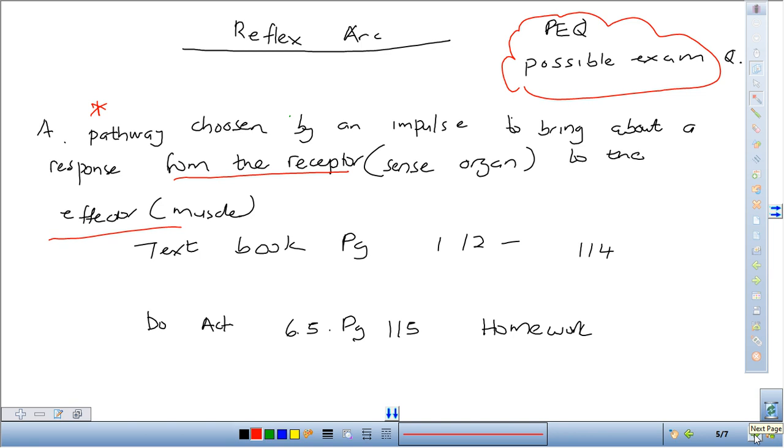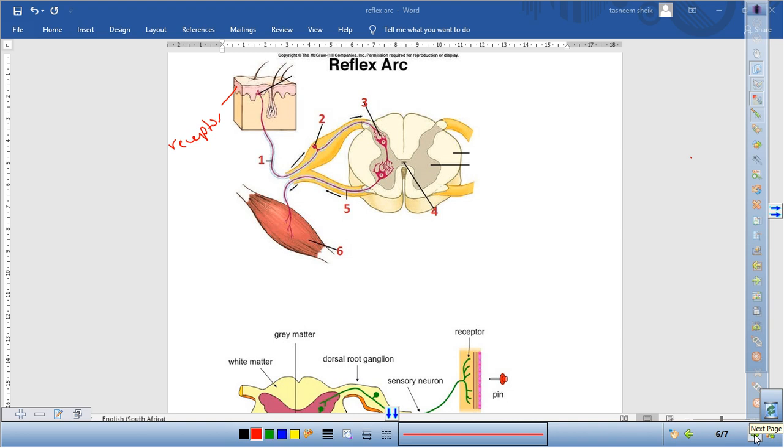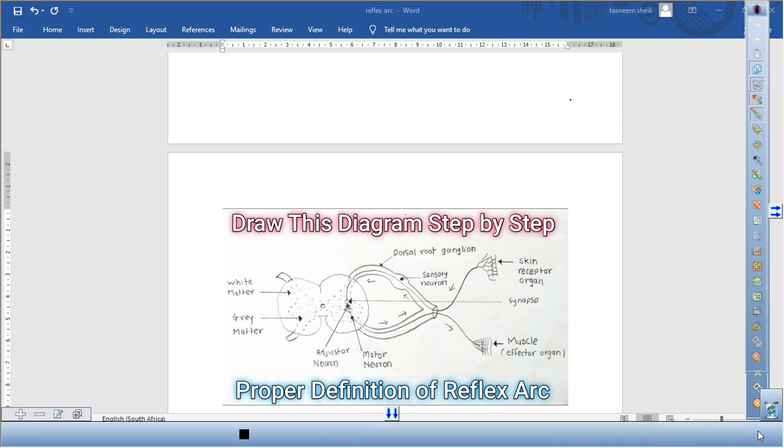It's the pathway of the impulse from the time it's received from your sensory organs till it goes to wherever it's supposed to go. Come back to the muscle. So six is your muscle, and this is what it looks like. Your exam will give you something like a pin showing you on the skin, or it will show you maybe fire or candle or something on the foot, poking the foot, and that will be your receptor. This is called your sensory neuron in the dorsal root, dorsal root ganglion, interneuron, motor neuron, muscle, bringing about the reaction, cerebrospinal fluid, and the same thing again.